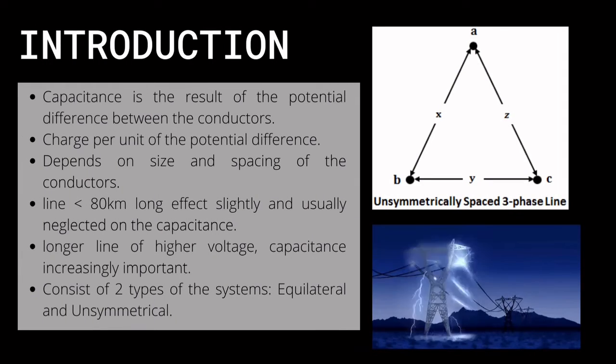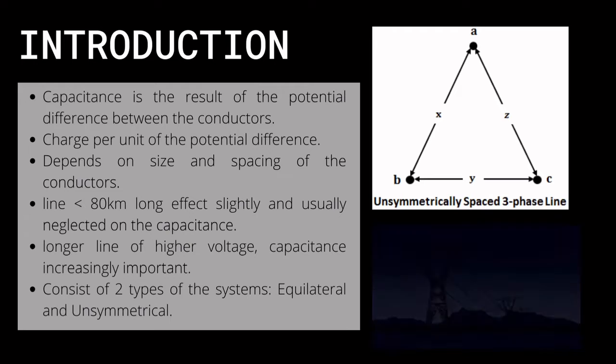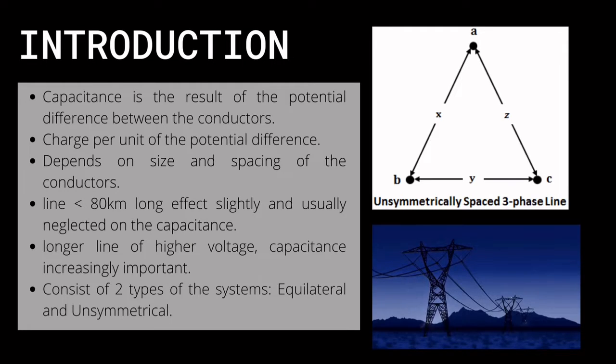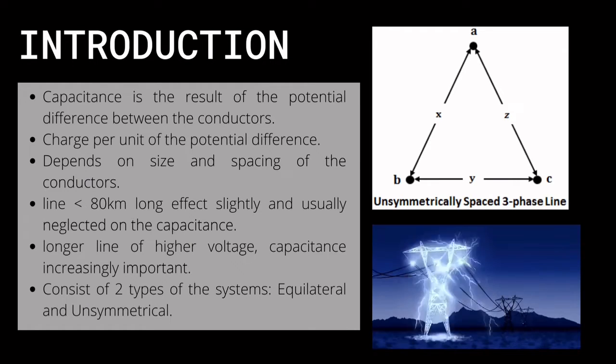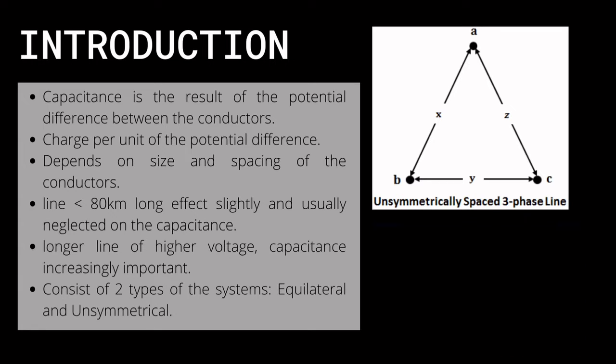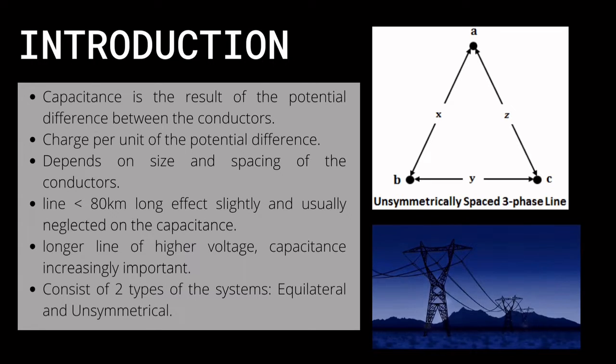Capacitance of a transmission line is the result of the potential difference between the conductors. It causes them to be charged in the same manner as the plates of a capacitor when there is a potential difference between them. The capacitance between the conductors is the charge per unit of potential difference.